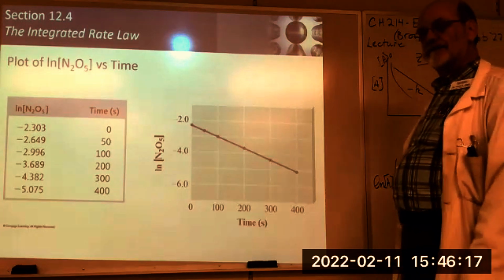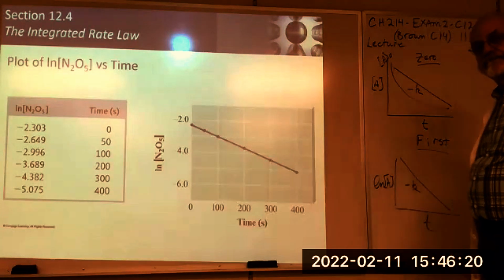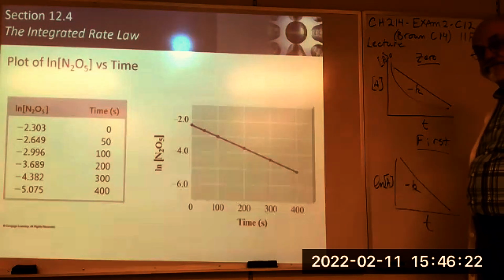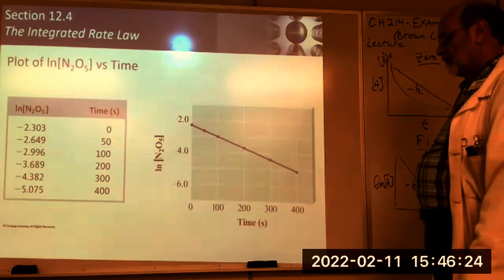I thought you were saying that if it's a curve whenever you plot it against the raw data, it's zero order, but I got it wrong. The other way around.